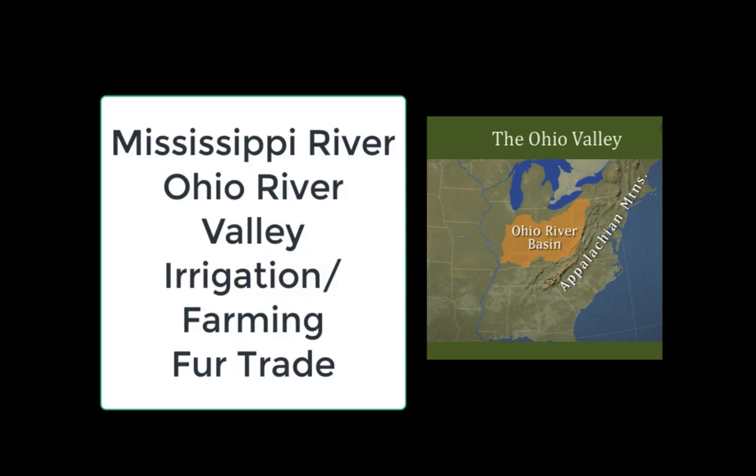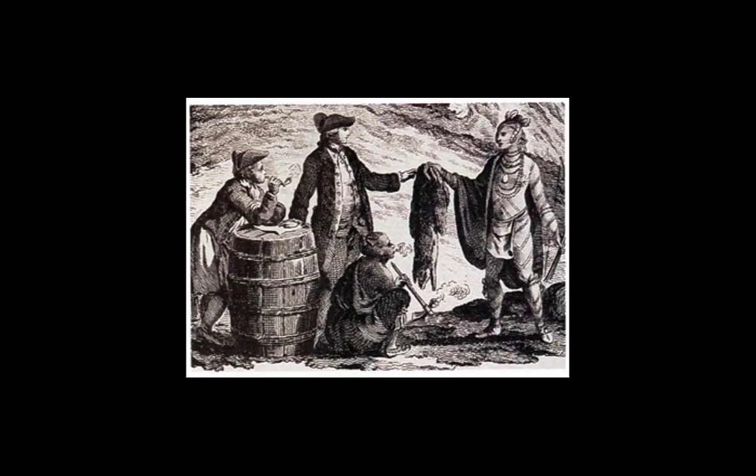The Mississippi River connects the Ohio River Valley and the Great Lakes all the way down into the Mexican Delta. So why is this so important? Well, if you think about it, it's a whole new trade route. In the Ohio River Valley, we have a massive area for farming and irrigation. There are also a number of American Indian tribes, most important of which is the Iroquois Confederation.